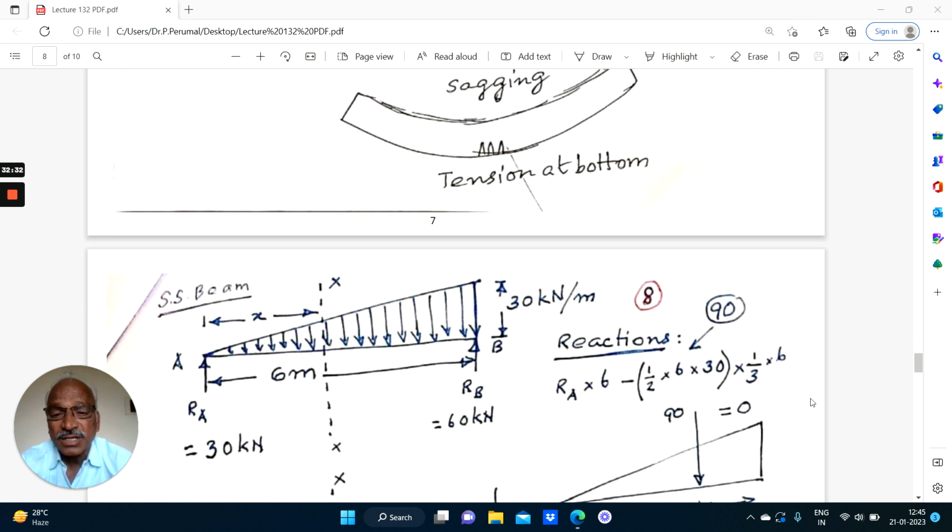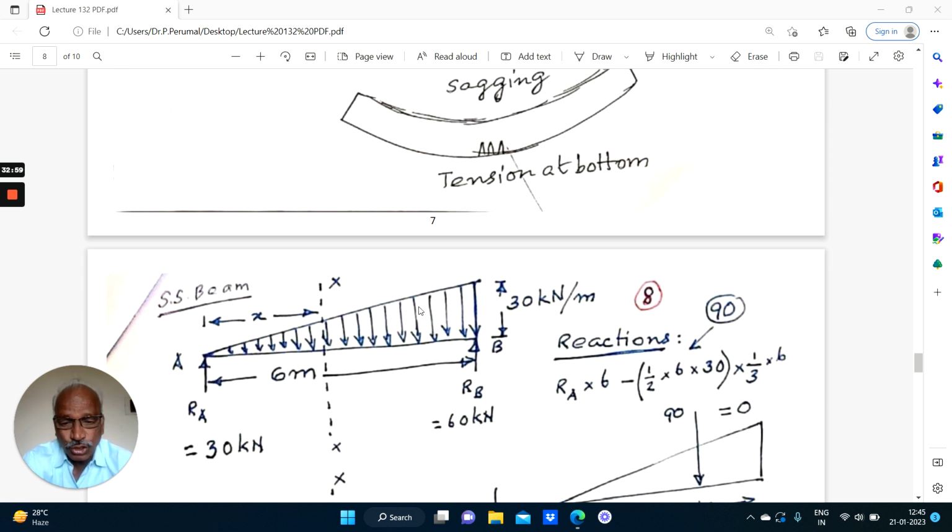Now here, uniformly varying load. Now taking moment about B for finding out the reaction. This is the action. To find out the reactions RA and RB, take moment about B. Taking moment about B, RA into 6 meters is the moment due to RA at the point B.